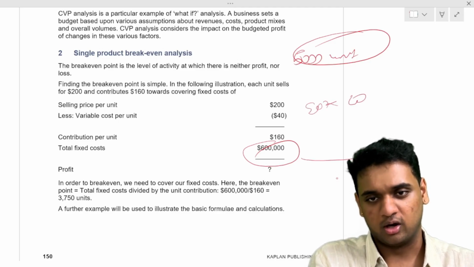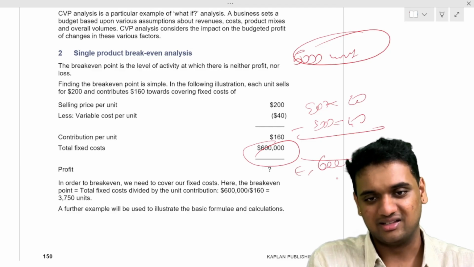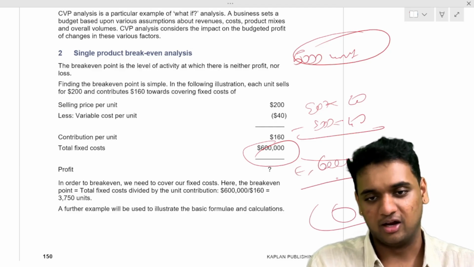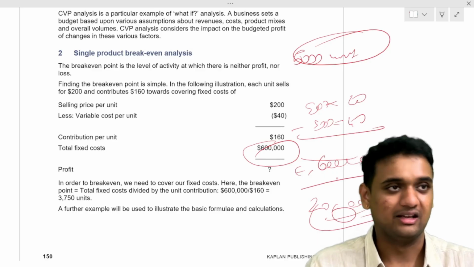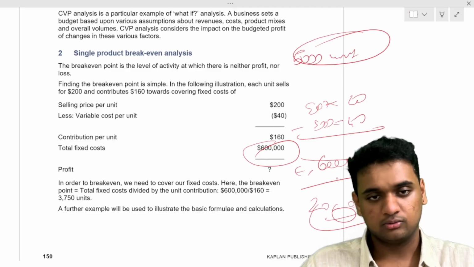5,000 units into 200 minus 5,000 units into 40, if you do, you will get your contribution. That minus fixed cost 6 lakhs, if you do, you will get your profit. Understood? That will be 2 lakhs. Yes or no?